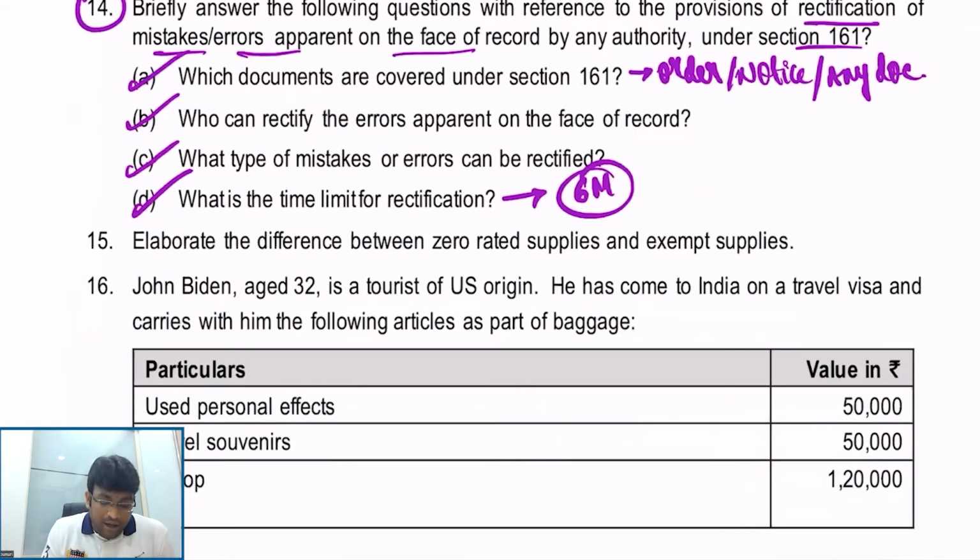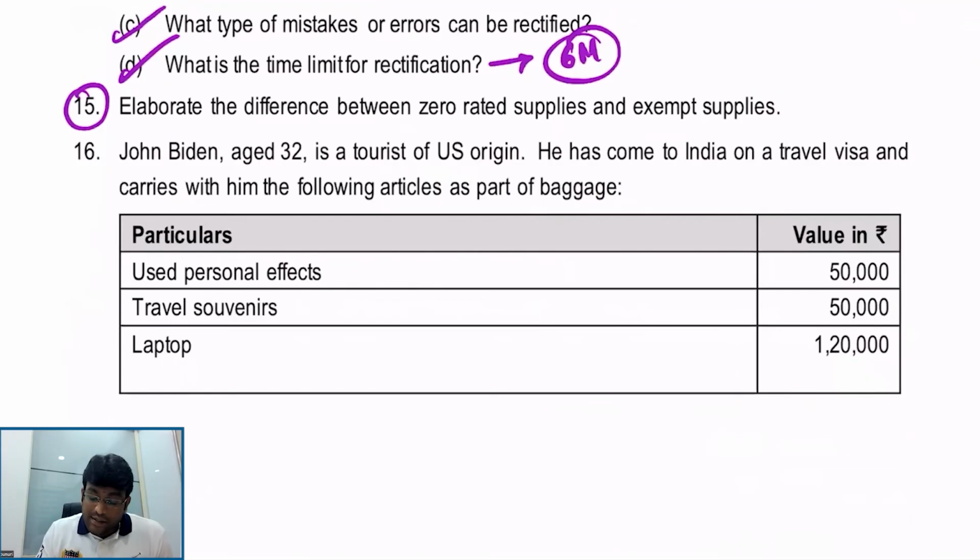Question number 15. What is the difference between zero rated supplies and exempt supply? Guys, we know very clearly. Zero rated supply covers only two things. Number one, exports. Number two, supplies to SEZ. Exempted supplies are those which are exempt because of a notification, and exempted also covers nil rated and non-GST. Non-GST means those which are not covered under GST.